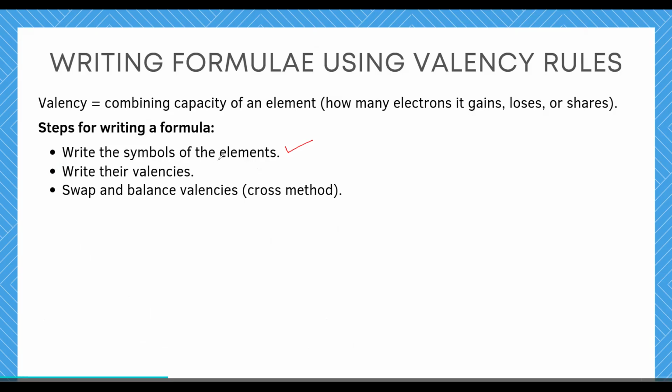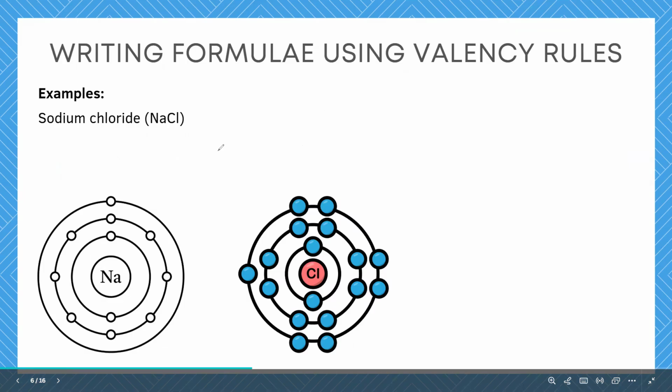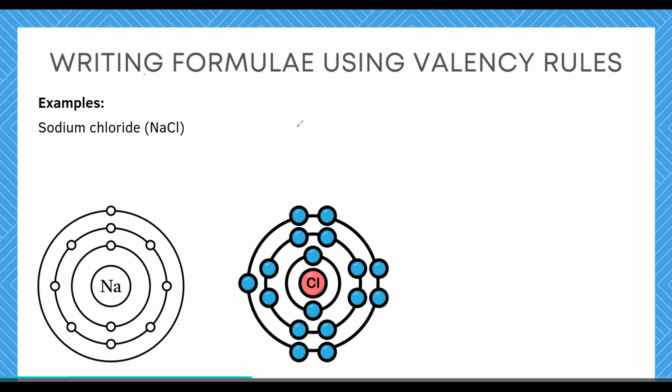Write the symbol. But I wanted it in more detail, remember? Okay. So when you want to write the formula of a compound, the first step is to write out the symbols. All right, step number 1. So let's write out the symbols. We have two symbols. What are they? Sodium chloride. So what are the two symbols that we have?